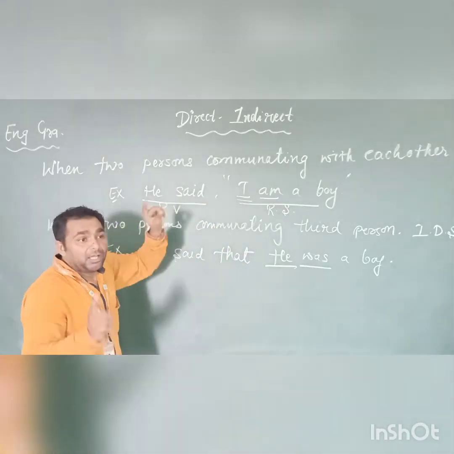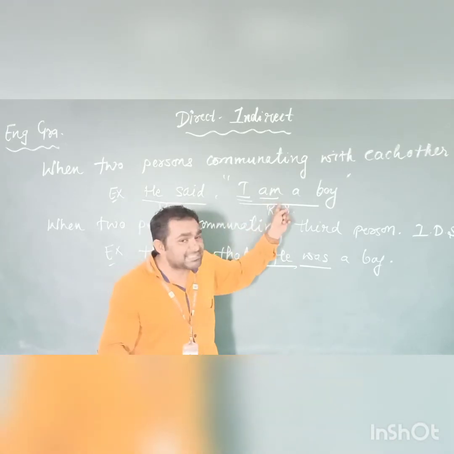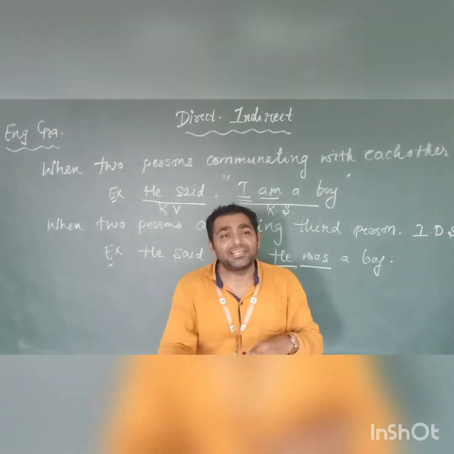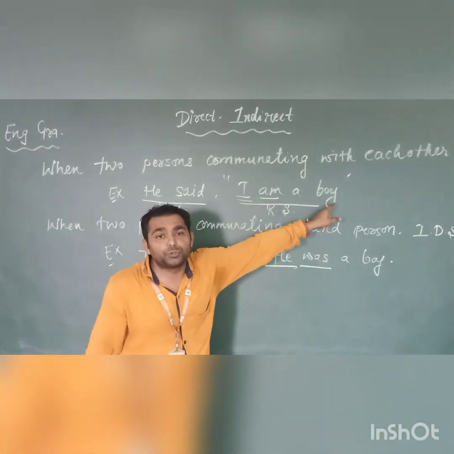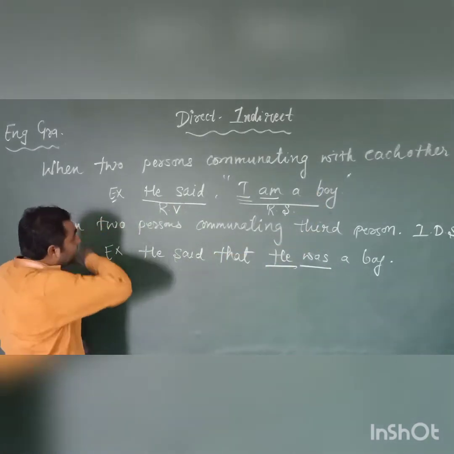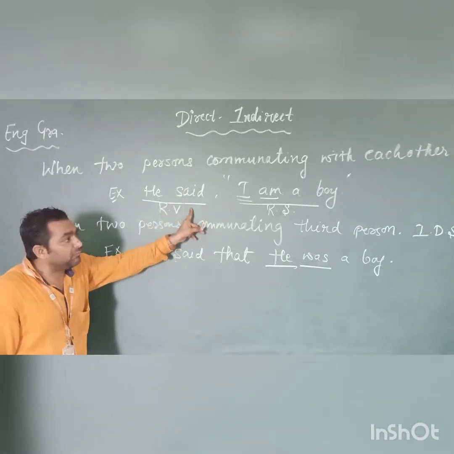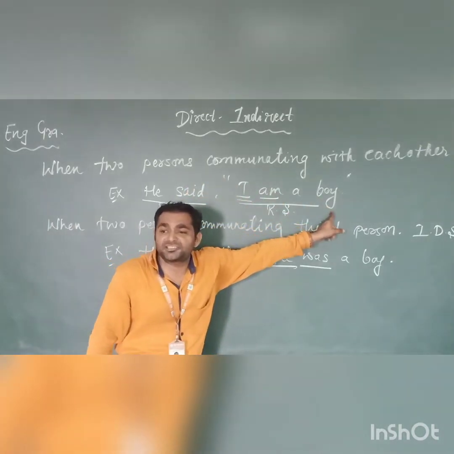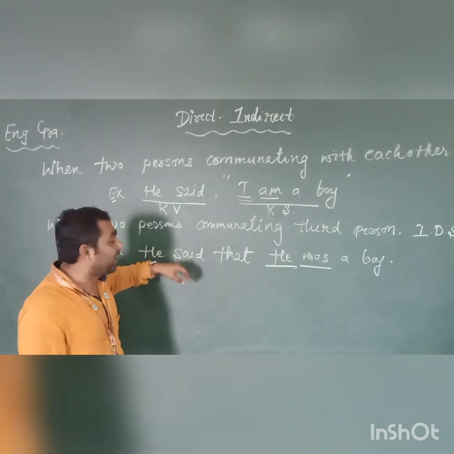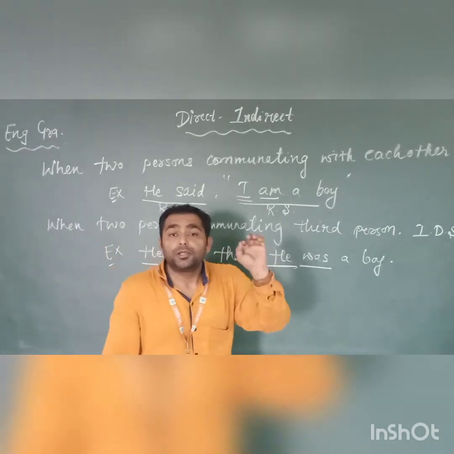Here said is written, but if your reporting verb is in present tense, that means says, or in future tense, that means will say or shall say, at that moment we are not going to change the tense of the sentence. So again I am repeating that we have two parts: the first part is called the reporting verb, the second part is called reported speech. Now whenever we transform the sentence from direct to indirect speech, we'll write the same reporting verb which is given in your question.